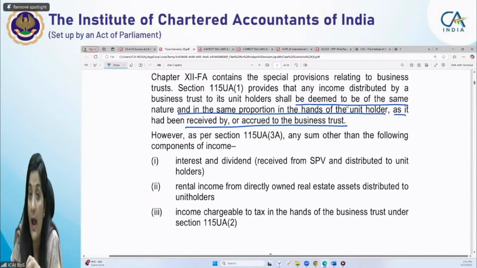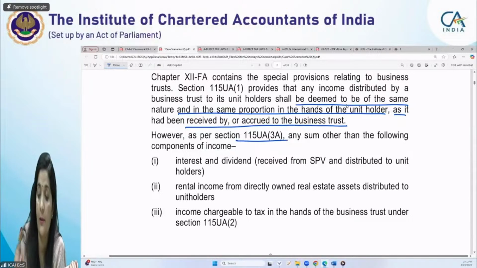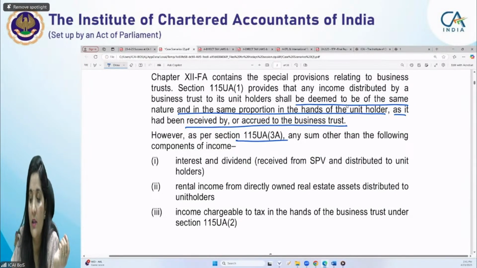Apart from that, in case REIT distributes anything, whatever be the way, whether they are redeeming the units, repaying the loan or paying in whatever form, that income will also be chargeable to tax in the hands of the unit holders. That is provided in section 115UA(3A). So any sum other than the following, any sum, मतलब ये तो pass through है ही, इनके लिए तो pass through status है ही.